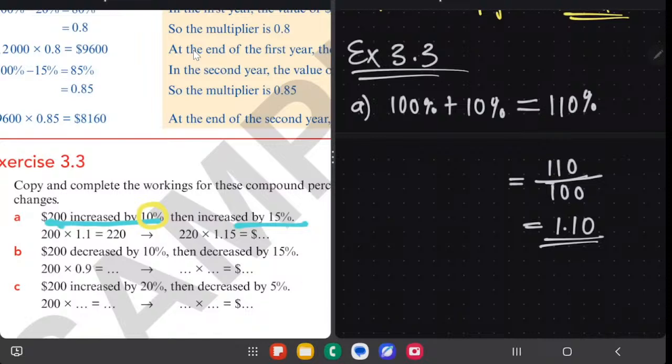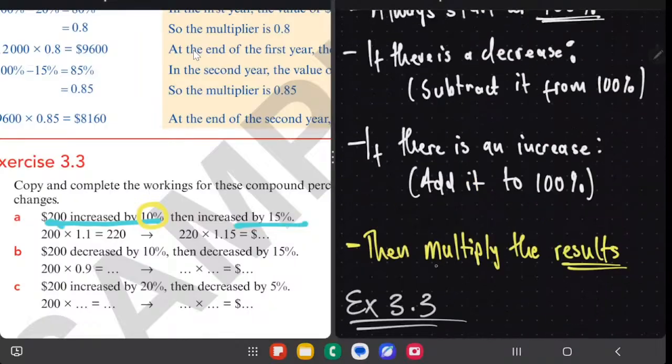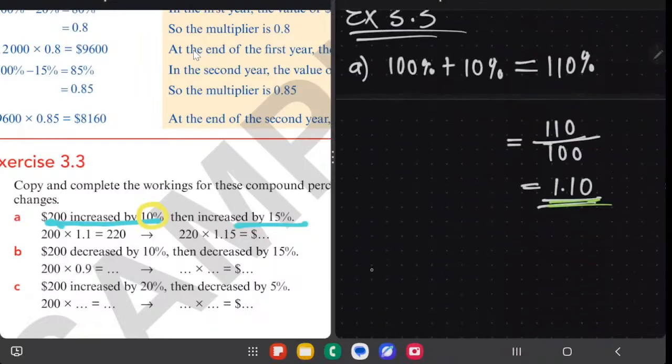Then we add the second one now. So we are going to multiply by 1.10. It's one of the values we are going to multiply because we were told to then multiply. Now we do the second one. Increased by 15%. Should we use 15%? No. Where do we take it to? 100. And what do we do? We add. Why would we add? Because we are increasing.